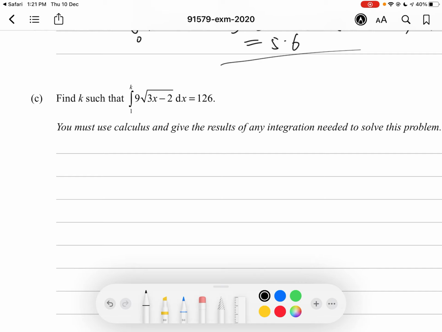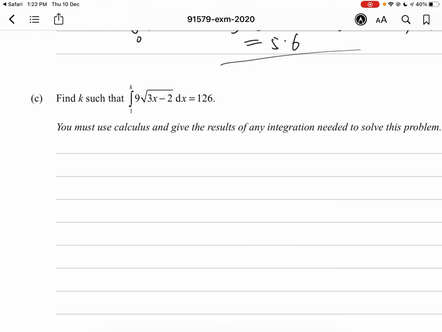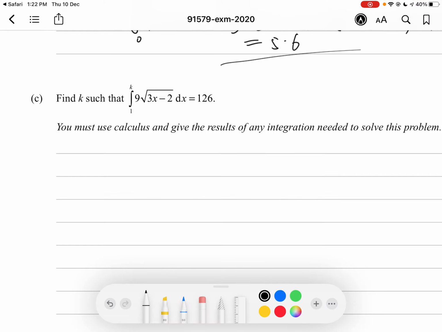Question C. Find the value of k, such that the definite integral from x equals k to x equals 1 of 9 times the square root of 3x minus 2 dx equals 126. So we need to find the integral of 9 times the square root of 3x minus 2. So we just write that one down.